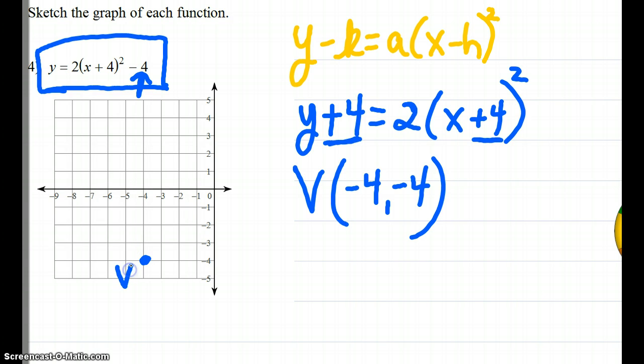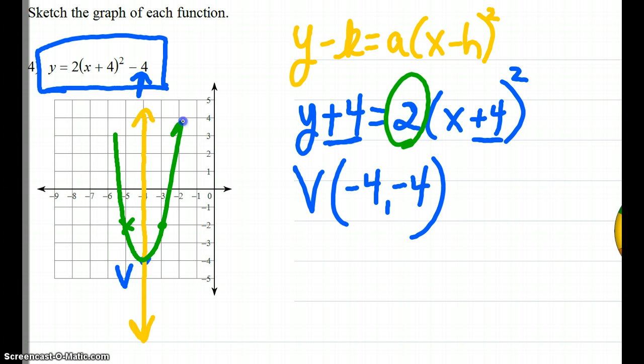Label this as your vertex. I usually will put the vertex and I'll put my line of symmetry in right away. I'm going to use the coefficient in front as how fat or how skinny my parabola is. So I'll go up 2 over 1. That gives me 1 point. X marks the spot on the other side. Connect these points with a smooth curve, and you end up with your first parabola.